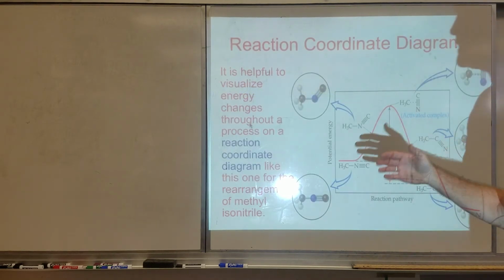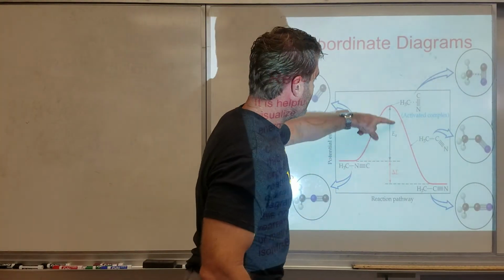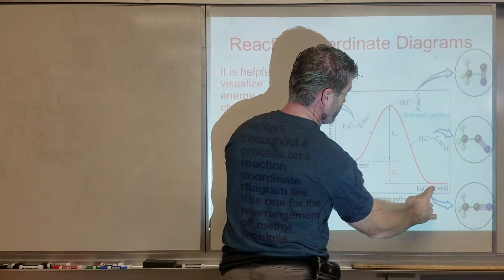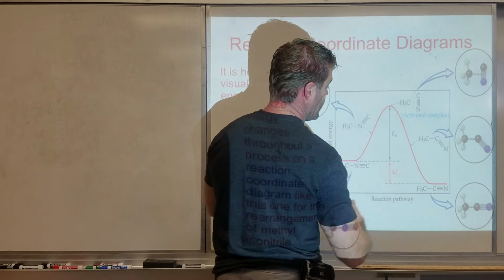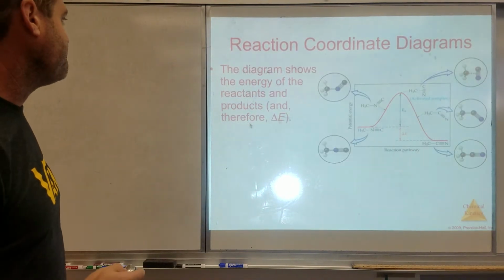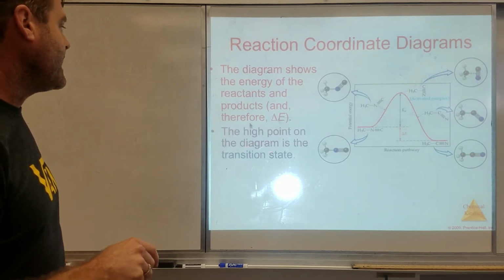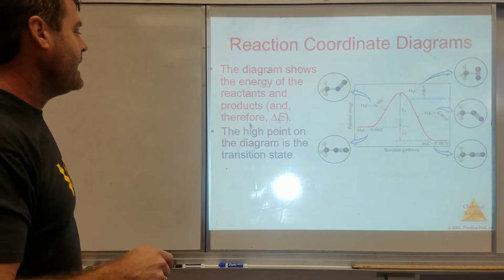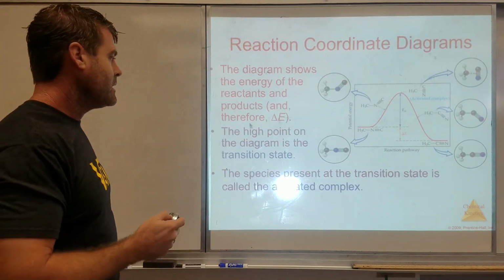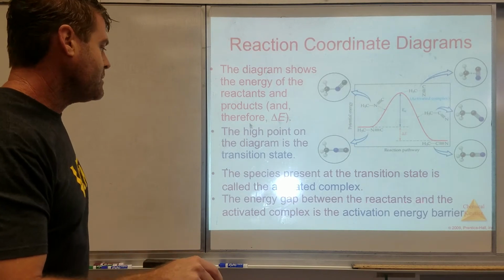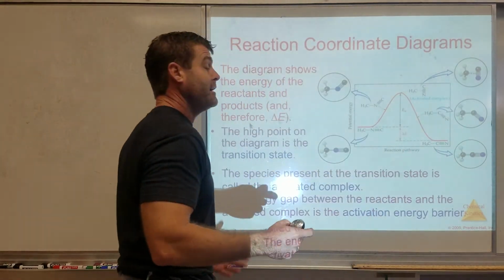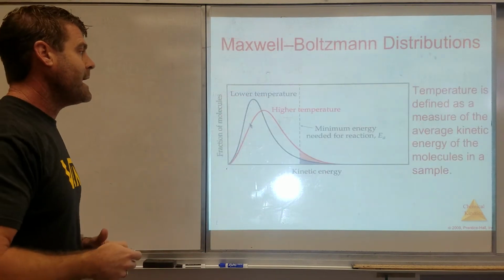Okay, so this is just showing us, once again, this is called the activation energy. The difference between the enthalpy of the reactants and the enthalpy of the products is called the change in enthalpy, or the change in energy. And I think we've already looked at that. The high point on the diagram is called the transition state, and the compound that's formed there is called the activated complex. The energy gap between the reactants and the activated complex is the activation energy barrier. Once again, that's the minimum amount of energy in order for there to be a reaction.